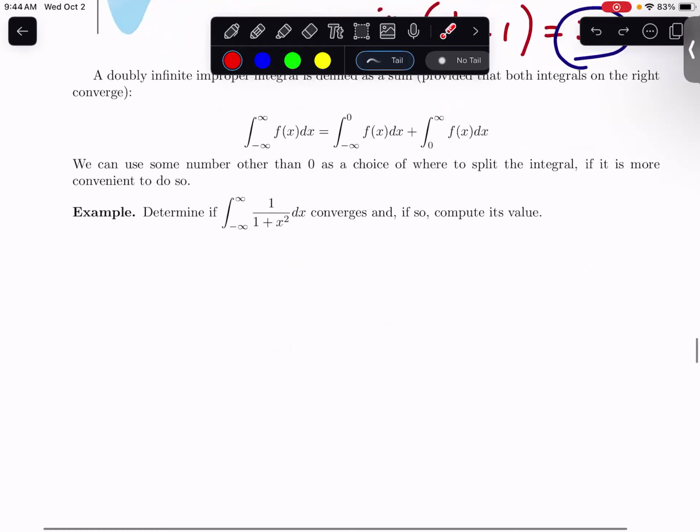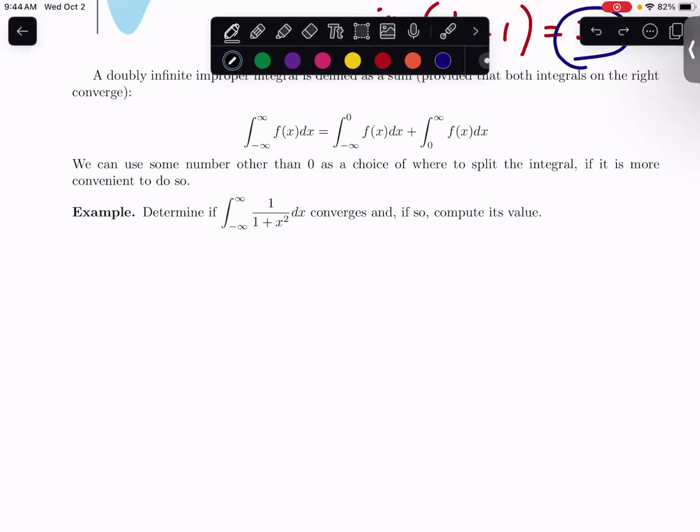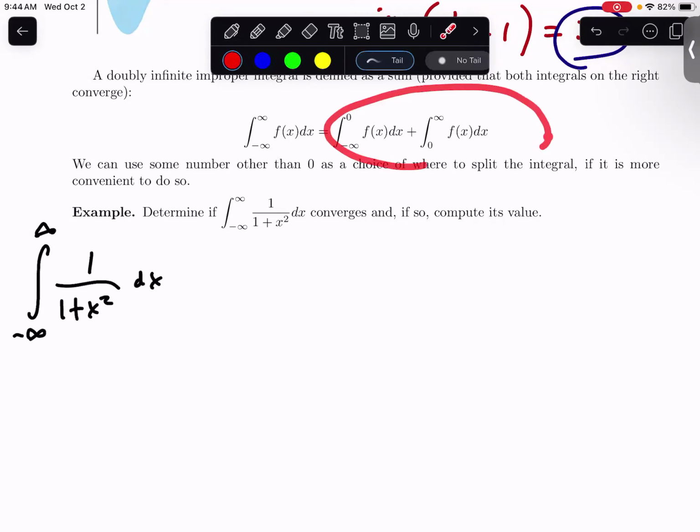So we'll do one last example. It wants us to determine whether or not this integral from minus infinity to infinity of 1 over 1 plus x squared dx ends up converging. And then if so, it wants you to find the value that it converges to. And so to begin, we're just going to take this initial integral from minus infinity to infinity of 1 over 1 plus x squared dx. And we're going to do exactly as they're doing here.